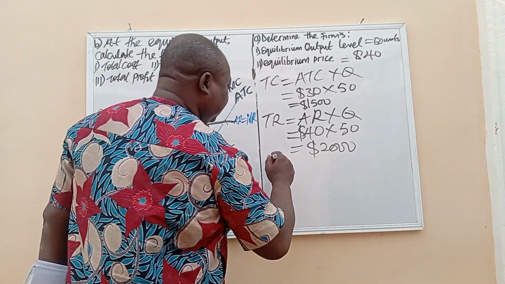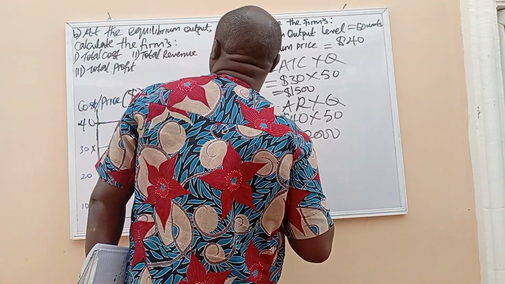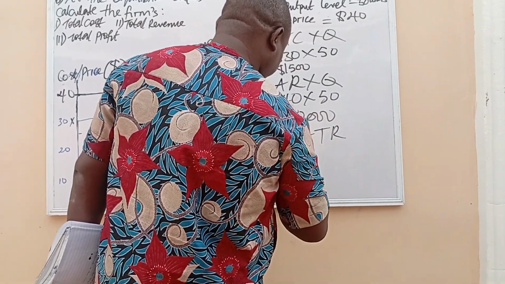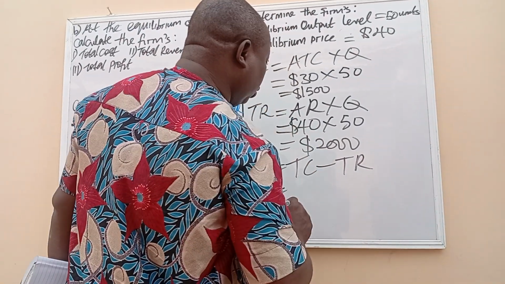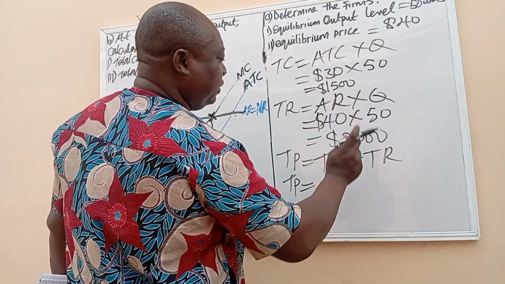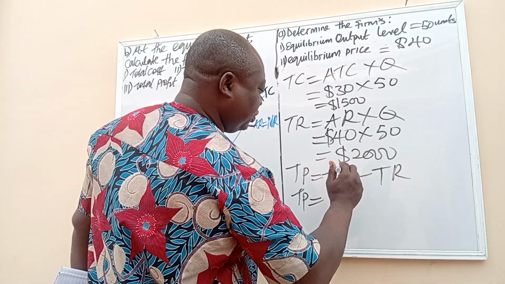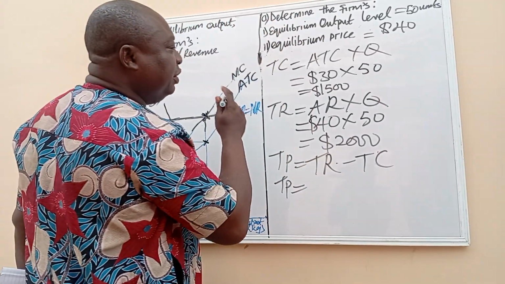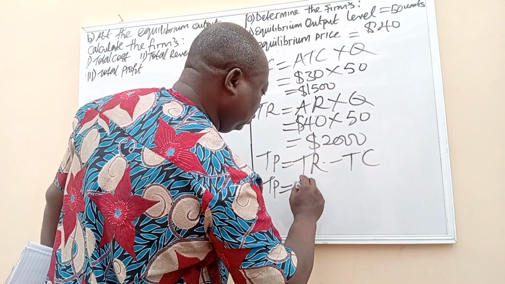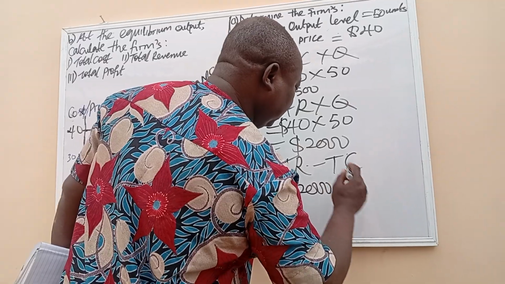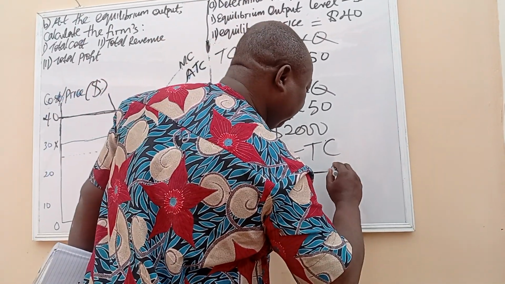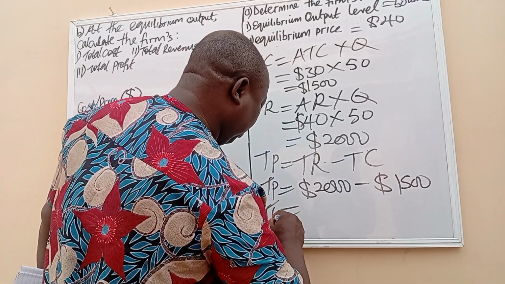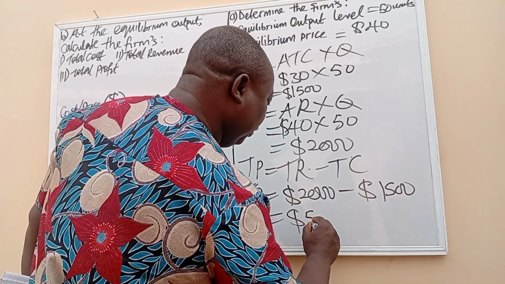Now, to get total profit, TP, total profit will be total revenue minus total cost. Total revenue should come first if it is a profit. So total revenue is $2,000. Total cost is $1,500. The difference between the two is the total profit, which is $500.